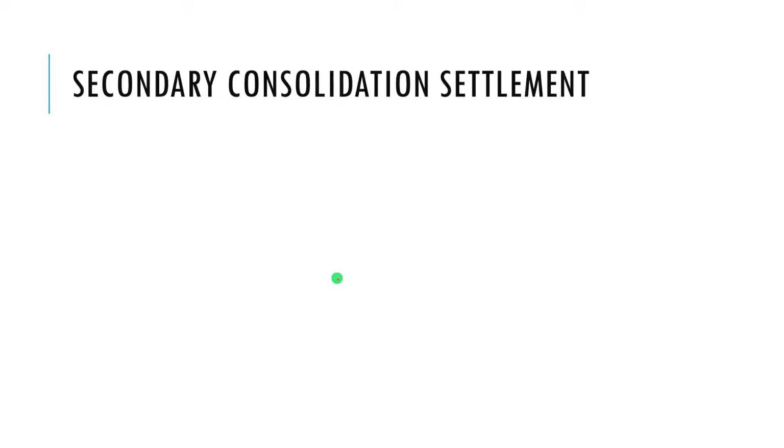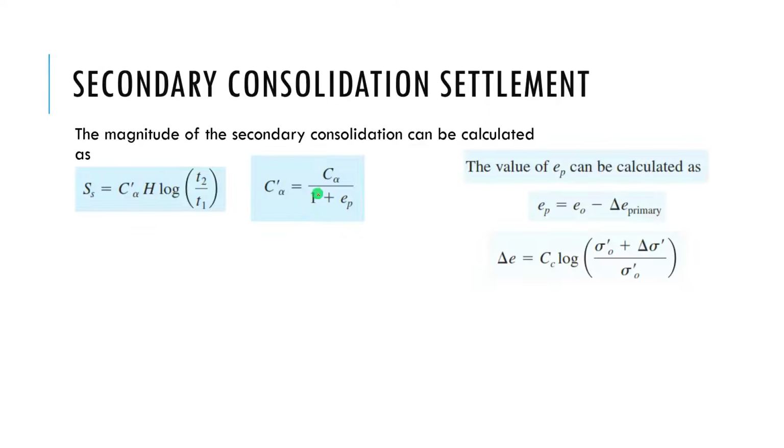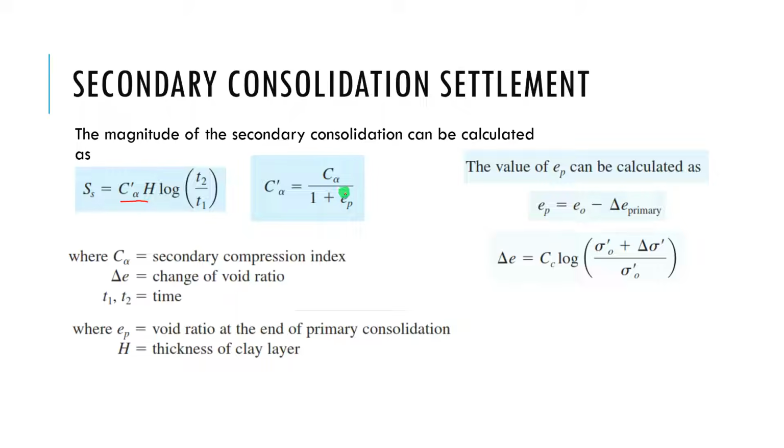For secondary consolidation settlement, the magnitude of the secondary consolidation can be calculated as C prime alpha H logarithm of T2 over T1, where C prime alpha is equivalent to C alpha over 1 plus EP. C alpha is your secondary compression index, while EP is the void ratio at the end of primary consolidation. The void ratio at the end of primary consolidation can be computed as E0 minus delta E primary.